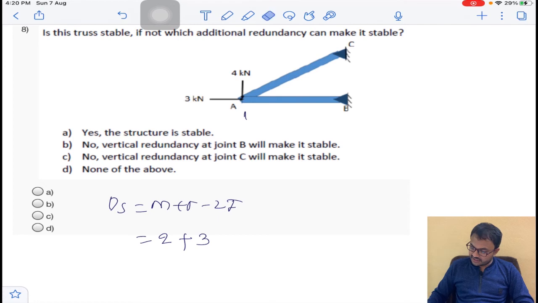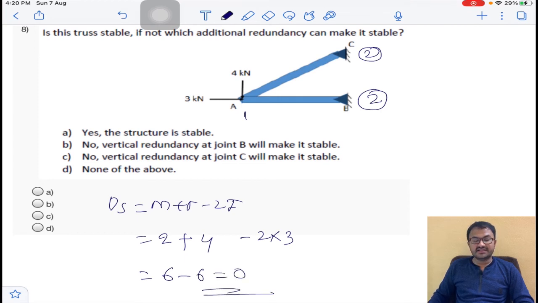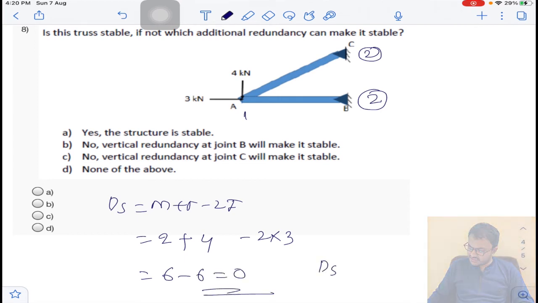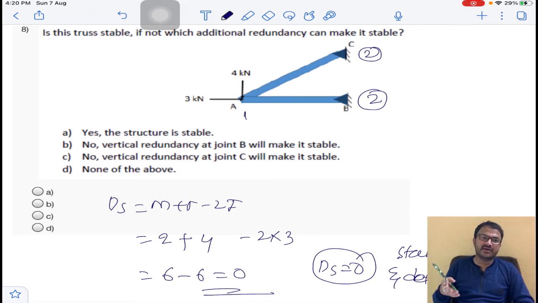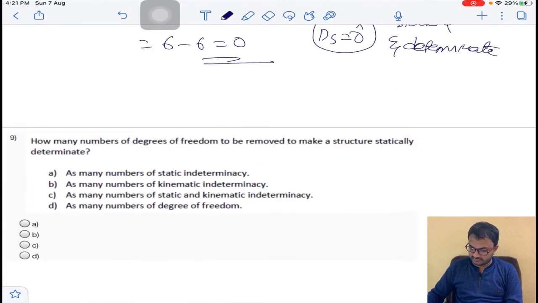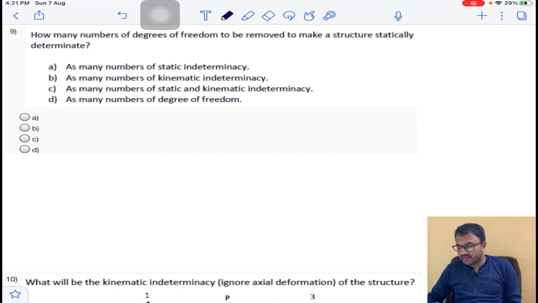Okay, so that is minus 2 into 3 joints. How many reactions? Here number of reactions 2, here number of reactions 2, total 4. That is 6 minus 6 is equal to 0. That is, when the degree of static indeterminacy is equal to 0, the given truss is stable and determinate. So he asked us, is this truss stable or not? Yes, this truss is stable. So the option is A.